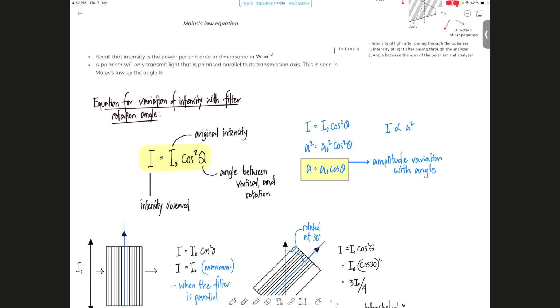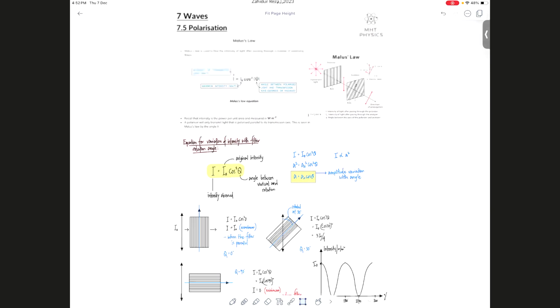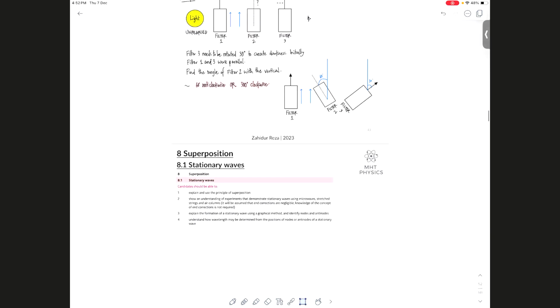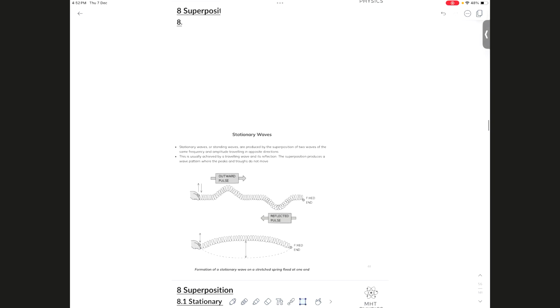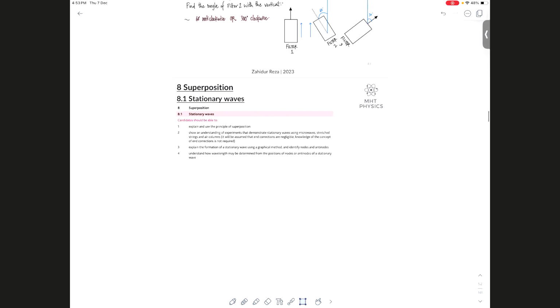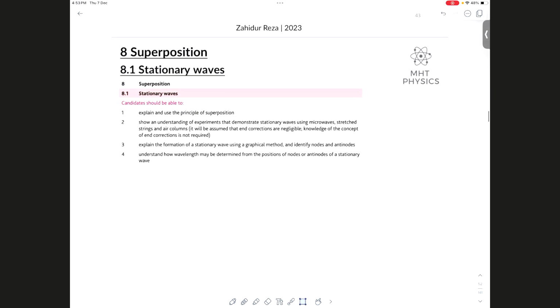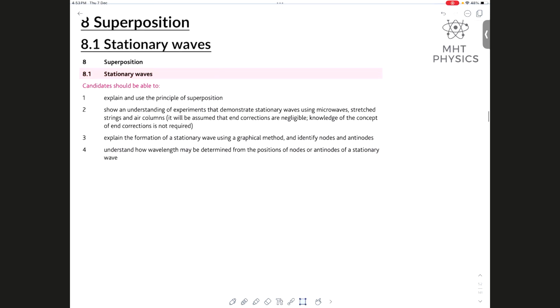Done. Okay. Right. So that was the pending part of polarization. Our main topic starts here. Just a heads up, for the next 4 or 5 classes it's a topic called stationary waves.